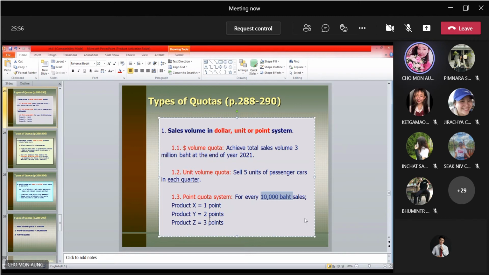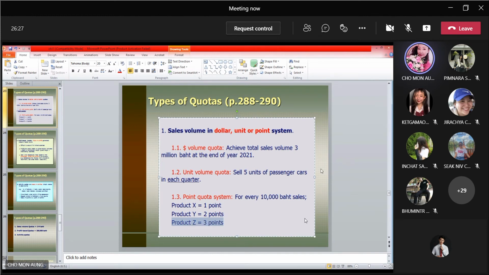By looking at this example, you should know that product X, we assign only 1 point. Therefore, product X must be an easy selling product, popular product. People like it. We can sell easily. Since we can sell easily, we assign only 1 point. Because if we can sell easily, salespeople can get 10,000 baht easily. Right? So what about product Z? We assign 3 points.